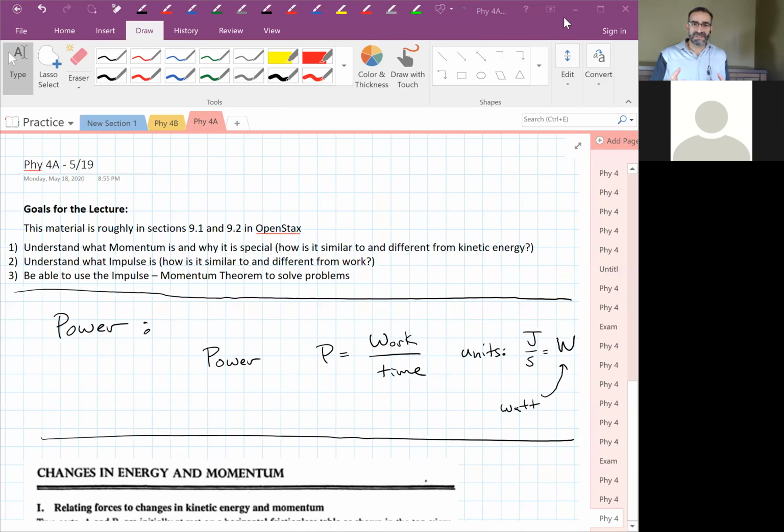Even if two engines can do the same amount of work, sometimes one can do it faster than the other one. That's useful information. Another unit you might see for power is horsepower. A lot of cars are rated in horsepower. A lot of motors are rated in horsepower. That's our non-SI unit for power. The SI unit is the watt.